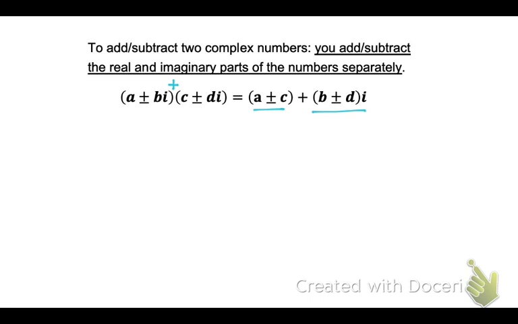I have A plus or minus BI, C plus or minus DI, and it's plus those. I can only combine like terms. So A and C are real numbers, so I can combine them. And B and D are imaginary numbers, so I can combine them. Yes, this should be plus right here. I have to go back and fix that. Good?